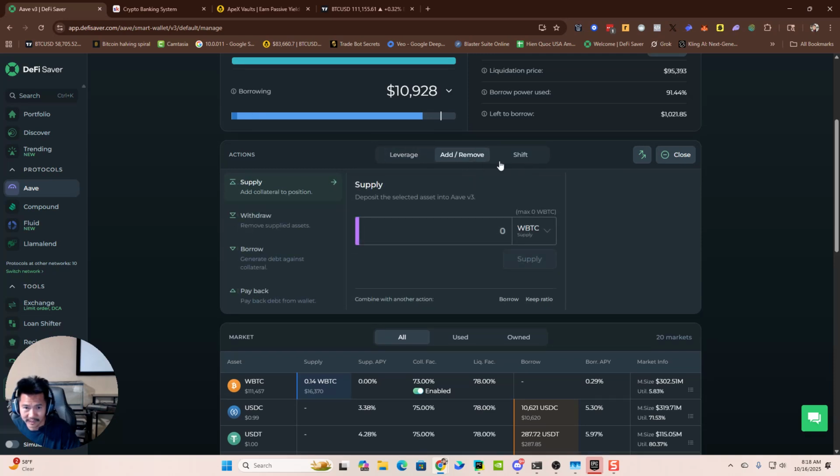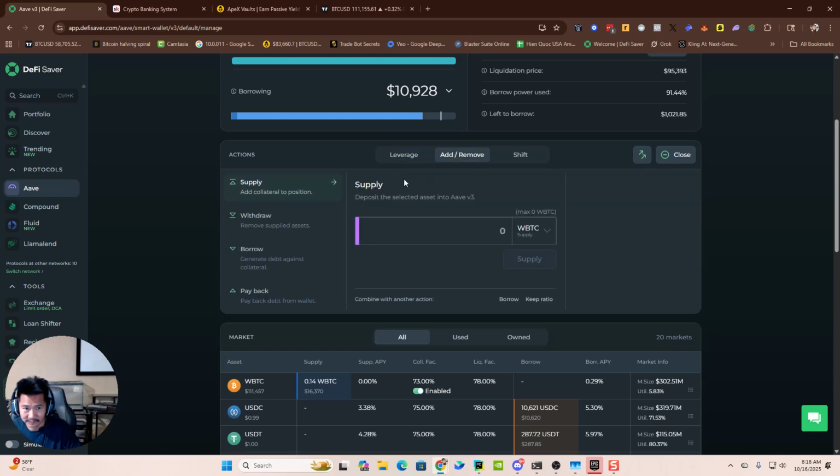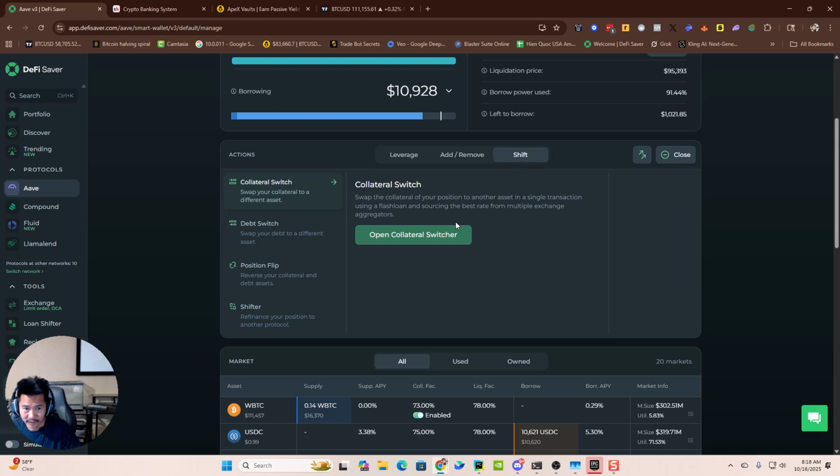And it looks like they changed it a little bit so that it's easier to leverage here. You can repay your loans here by deleveraging. You can supply, withdraw, borrow. You can pay back your loans. Okay, and you can switch your collaterals, all this other cool stuff. Switch your positions. Oh, that's kind of cool. I can talk about that one too. Open a position, flip, swap your collateral.